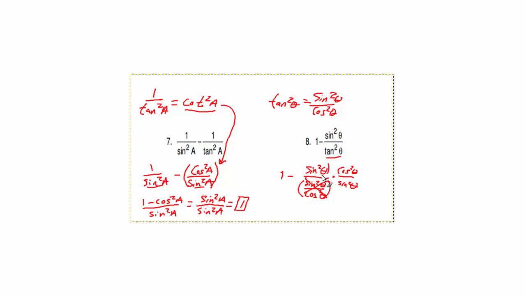When I multiply this by this, the sine squared thetas are going to cancel out. All that I have here is cosine squared theta, and of course there's 1 over here. So now what I have left is 1 minus cosine squared theta, and that by trig identity, just like the previous problem, is going to equal sine squared theta. This is your answer.